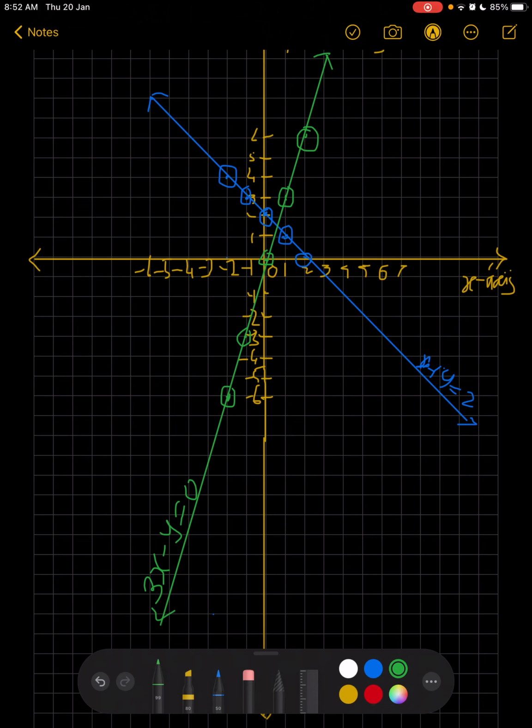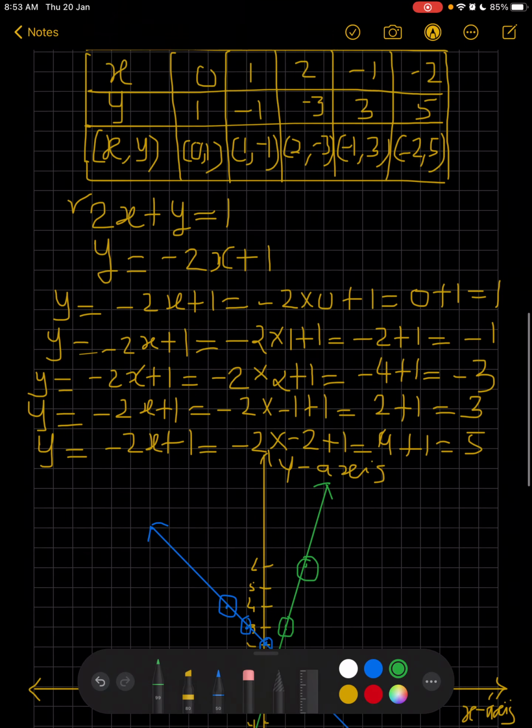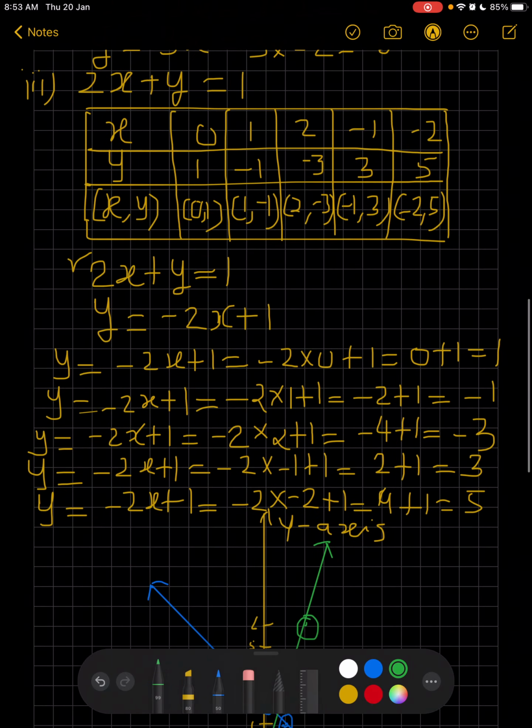Two lines I have completed: x plus y is equal to 2 and 3x minus y is equal to 0. Now, the last line, 2x plus y is equal to 1. Hope all the boys and girls are completing the work of plotting sincerely. It is a very important work in maths, algebra as well as geometry.